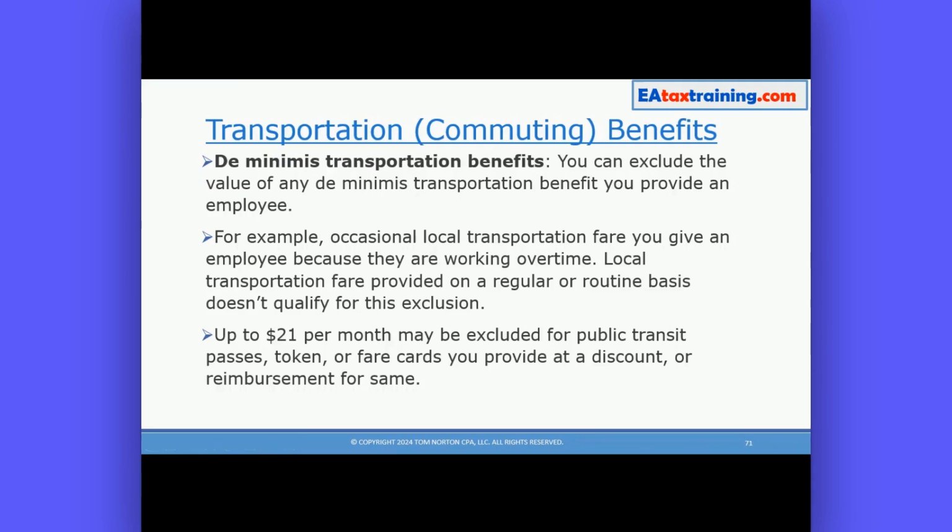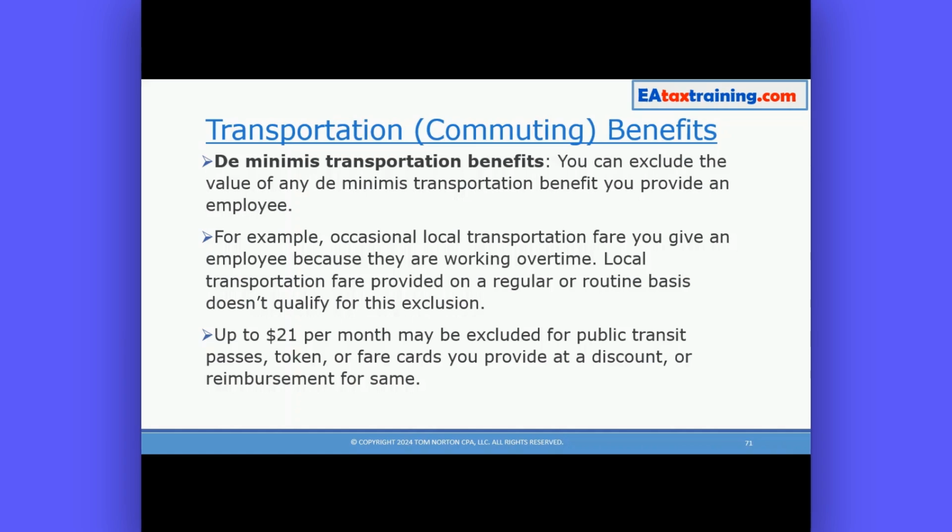Transportation and commuting benefits. So de minimis transportation benefits can be excluded. So examples would be a local transportation fare that you give an employee because they are working overtime. Maybe they're going to miss their normal bus or train. And so you pay for an Uber or a Lyft or a taxi cab so they can get home. You can exclude that. Local transportation fare provided on a regular or routine basis does not qualify for this exclusion.